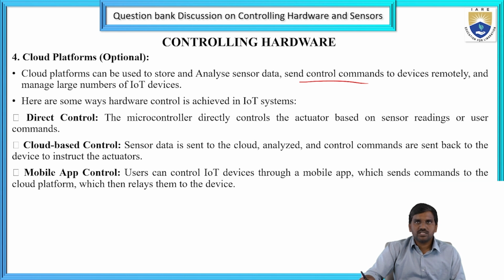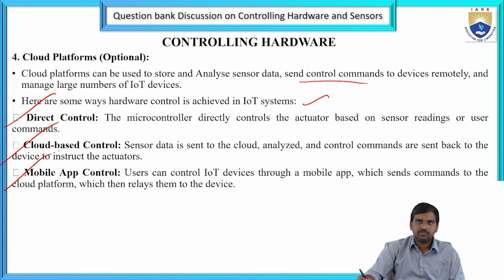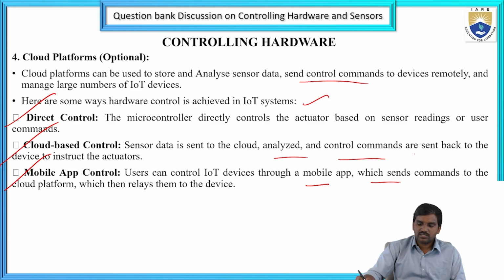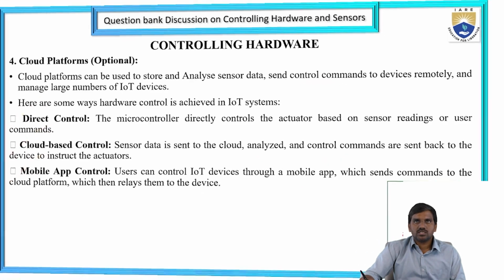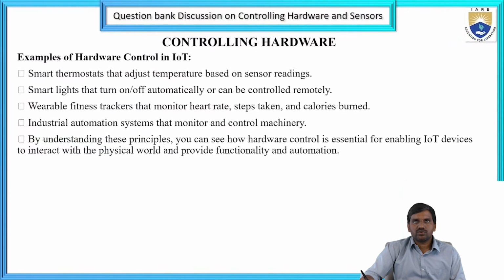Here are some ways hardware control is achieved in IoT systems: direct control, cloud-based control, and mobile app control. Users can control an IoT device through a mobile app, which sends commands to the cloud platform, which then relays them to the IoT device. Sensor data is sent to the cloud, analyzed, and control commands are sent back to the device, to the actuators.